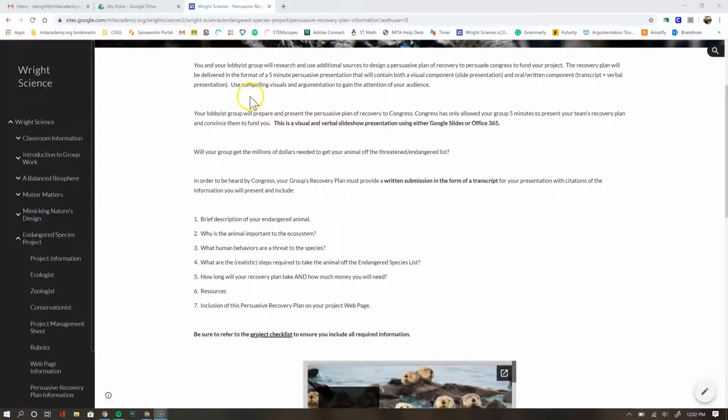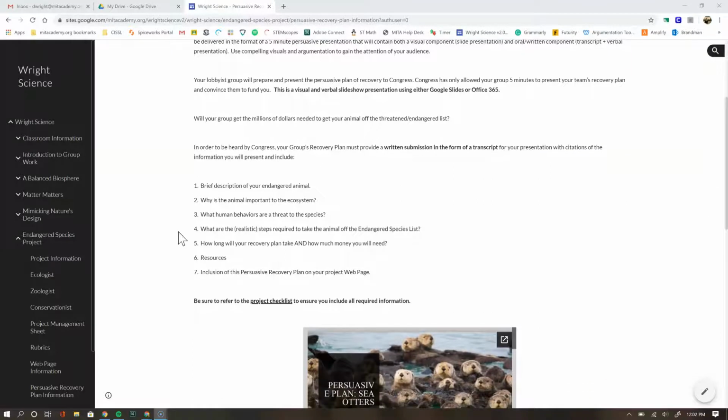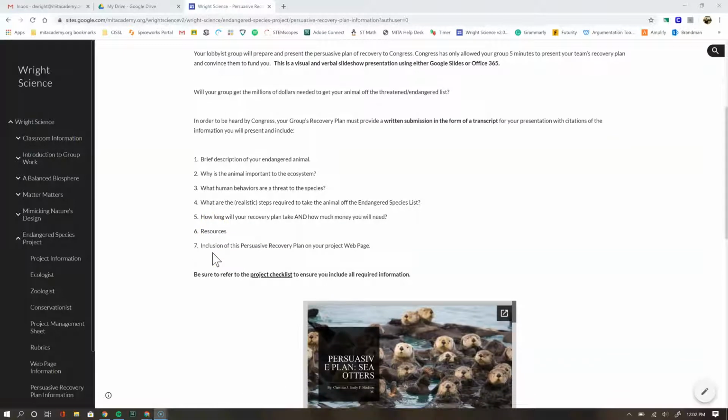You'll be using some compelling visuals and argumentation by giving a brief description of your endangered species, why the animal is important to the ecosystem, what human behaviors are a threat to the species, what are the realistic steps required to take the animal off the endangered species list, how long will your recovery plan take, and how much money will be required, then a list of your resources. All of this information needs to be included within your project webpage.